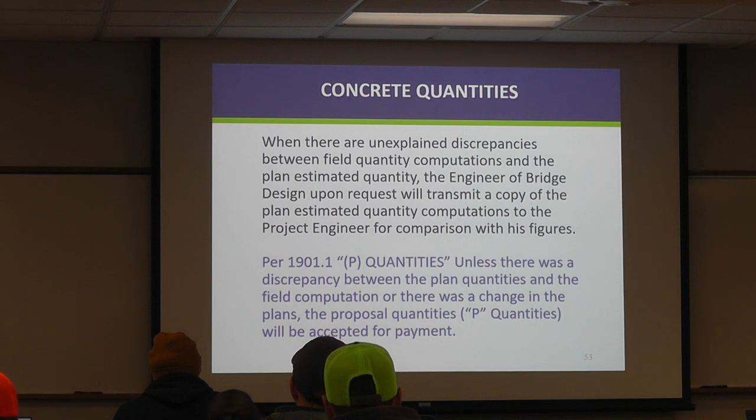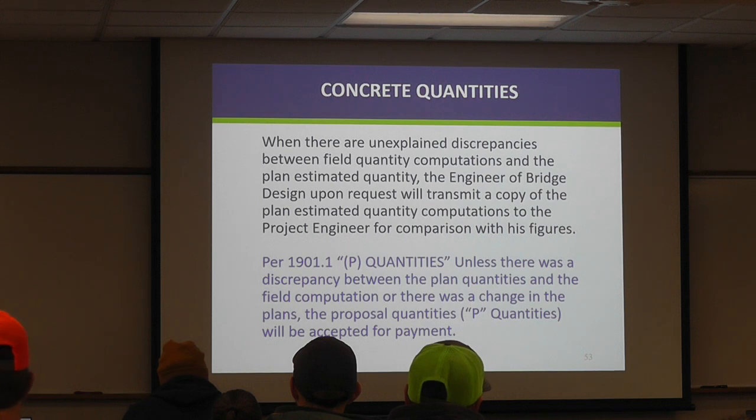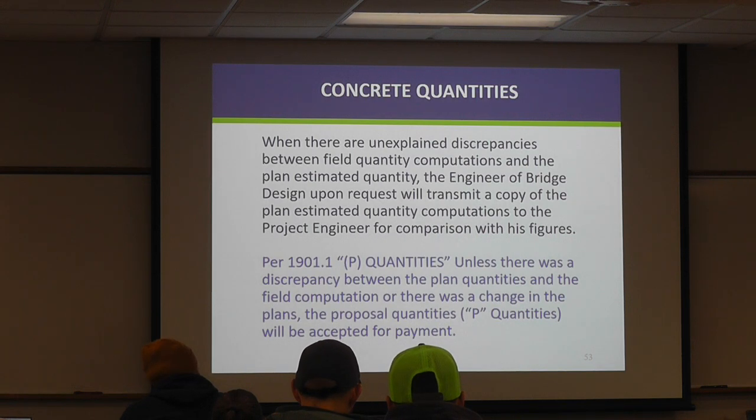So a couple more things then on quantities. If there's unexplained discrepancies between field quantities and the plan estimate, the engineer will transmit a copy of the plan estimate columns to the project engineer. So that's just saying, if you can't reconcile that, just ask the design engineer what kind of things they had. And then as far as the plan quantities, per spec 1901, unless there's a discrepancy or there was a change in the plans, we would pay based on that.